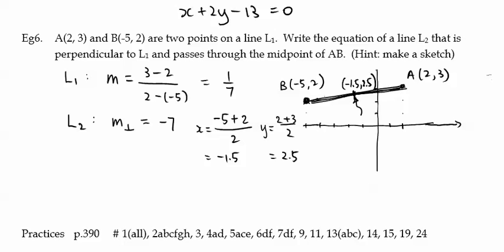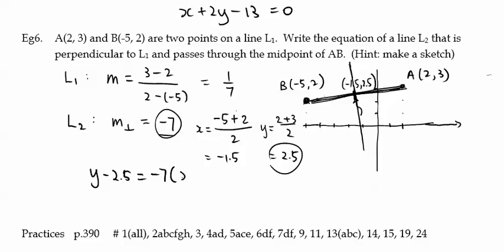And we will now come up with the equation of the line that goes through the midpoint between A and B with slope equals negative 7. y minus y1 equals the slope times x minus x1, so that becomes a plus. And this will be the line equation, the equation for line number 2.